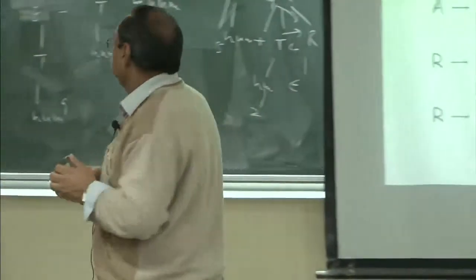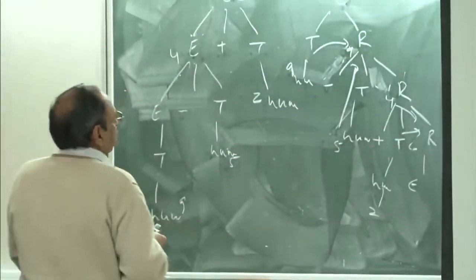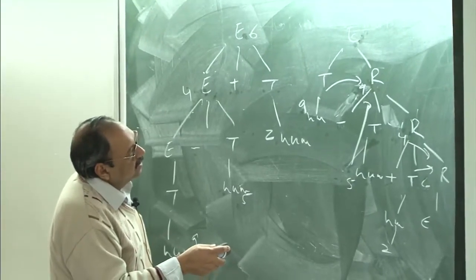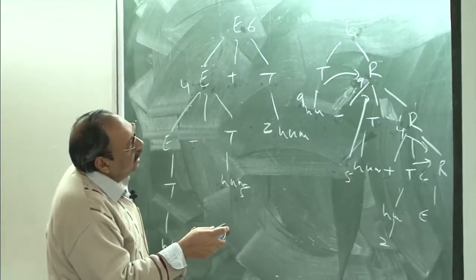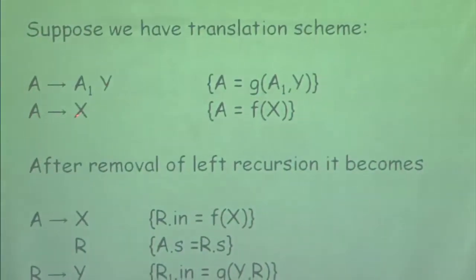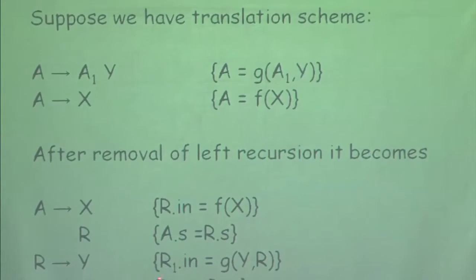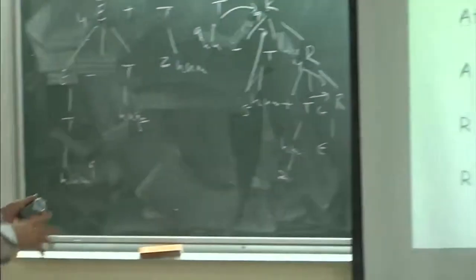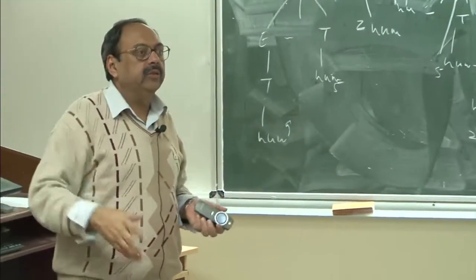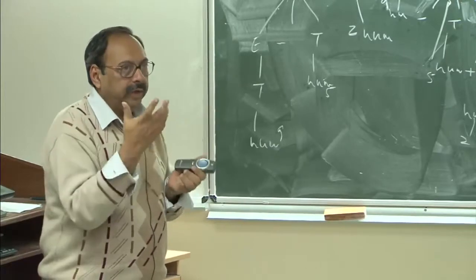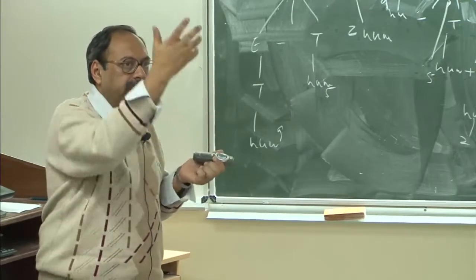So, now you can see that precisely this is what I did in this example. In the first case I was looking only at synthesized attributes, where A depends on the attributes of A1 and Y, and this A depends upon attributes of X, which I systematically converted into an L attributed definition, saying that the attribute of the right hand side of the tree depends upon the attribute of the left hand side, or the attribute of any node depends upon the left sibling and the parent node.